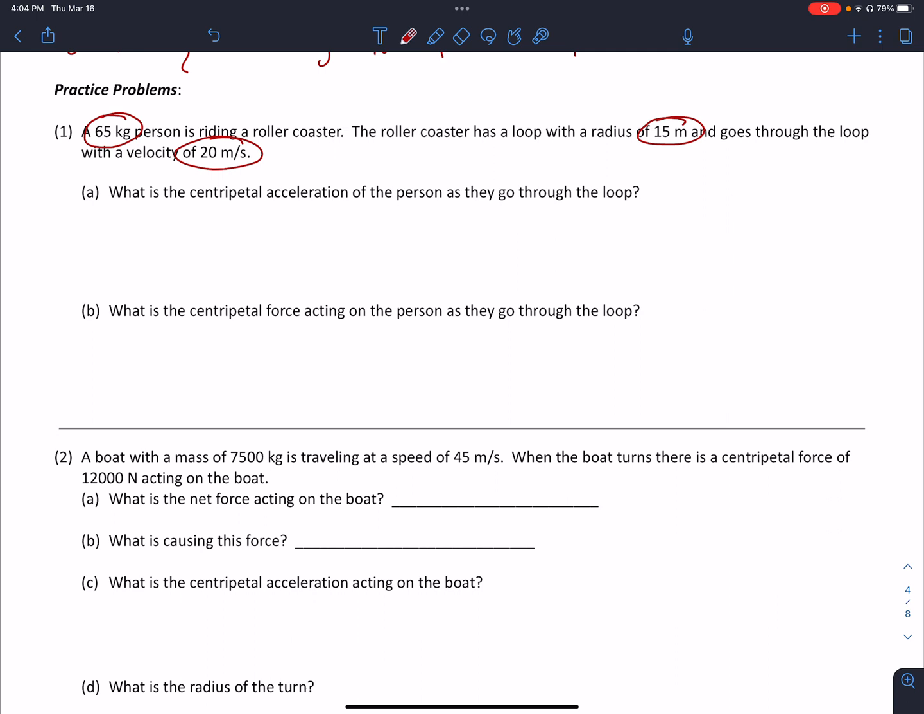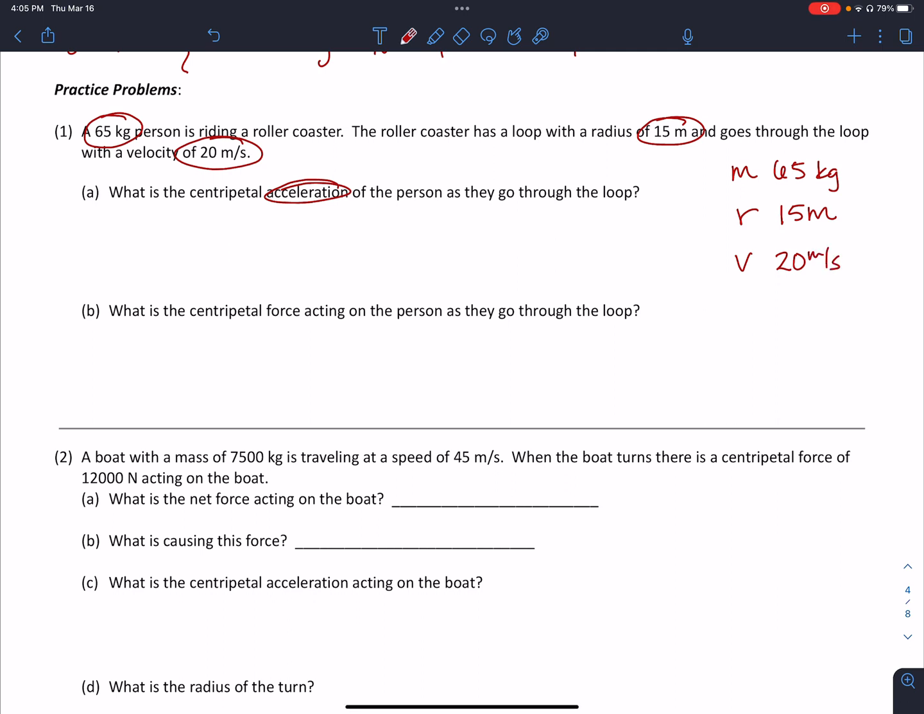So what is the centripetal acceleration of the person as they go through the loop? All right, so we know the mass is 65 kilograms. We know the radius of the loop is 15 meters, and we know the speed or velocity is 20 meters per second.